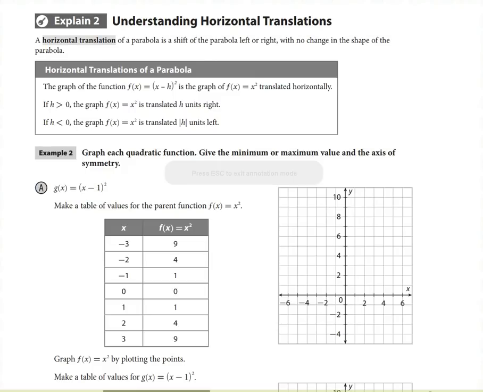All right, and then next up is a horizontal translation. In other words, how do you shift the parabola left or right, with no change to the shape of the parabola? So it has the same width as the parent function, but it's just a shift left or right. And that's going to be based on what the value of h is. If h is greater than 0, then that's going to translate it h units right. So when h is positive, the graph is going to shift to the right.